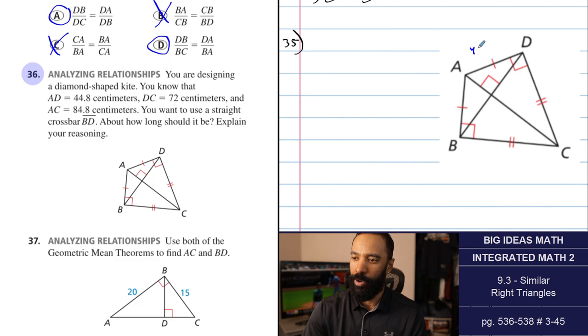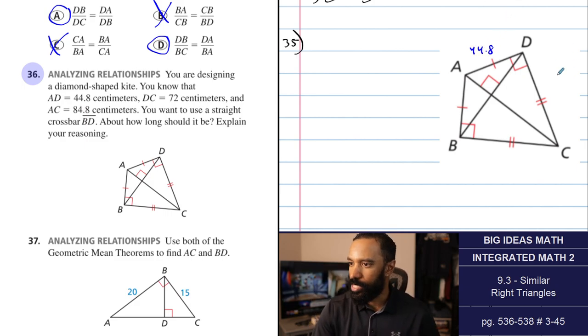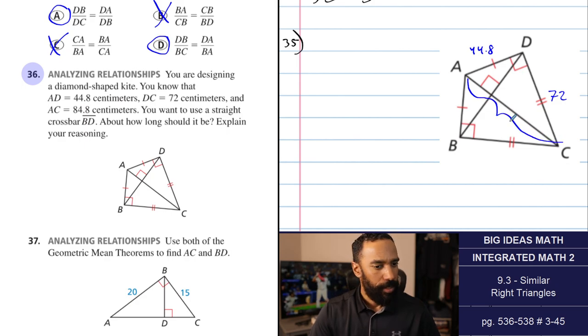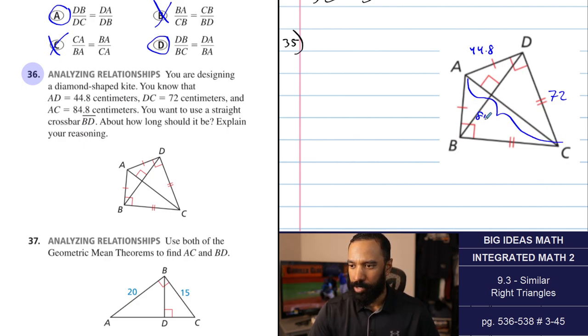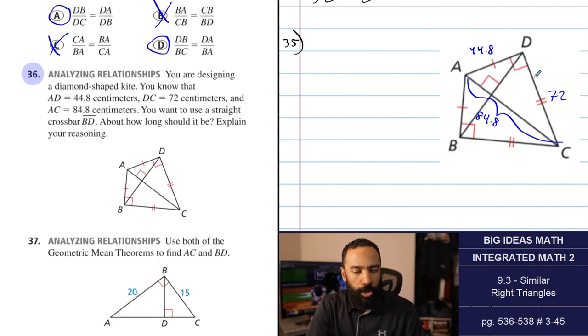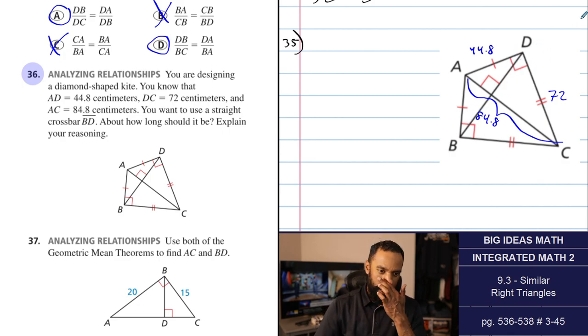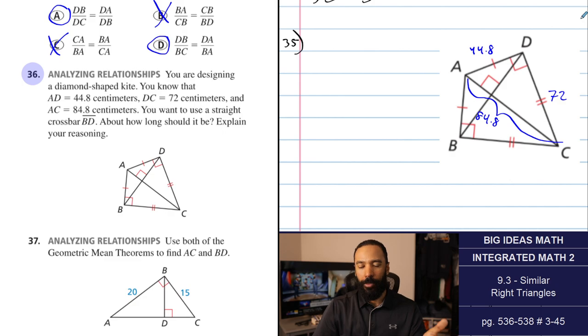All right, 44.8. I'm not going to write the centimeters right now, I'm just going to write the numbers. DC is 72 centimeters, and AC, the whole way across, is 84.8 centimeters. You want to use a straight crossbar BD. About how long should it be? Explain your reasoning. So you'd have to know about kites.